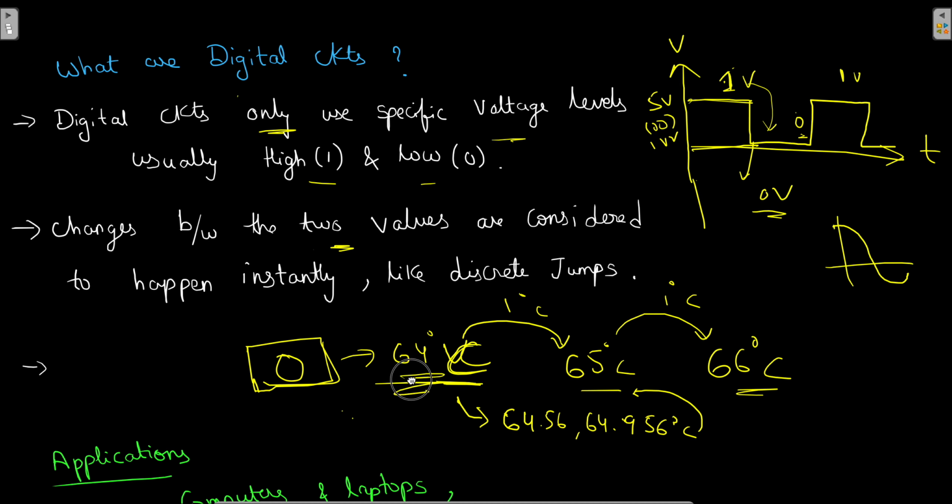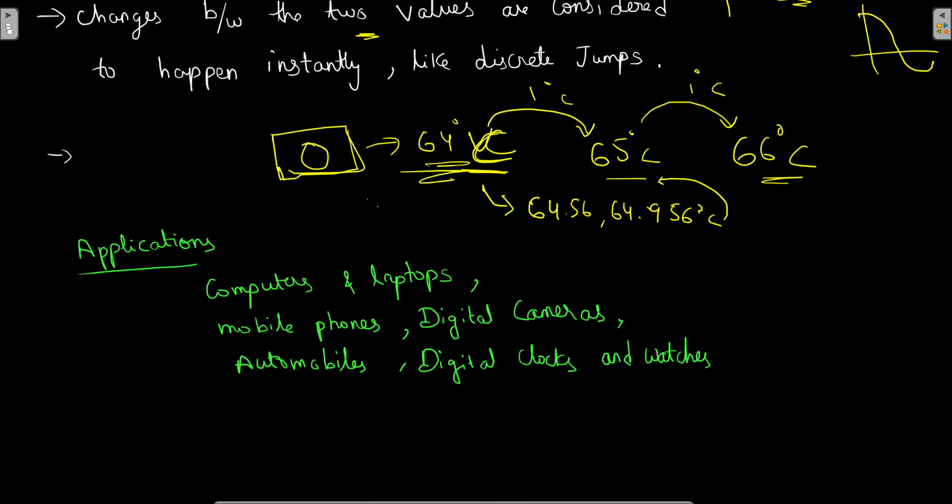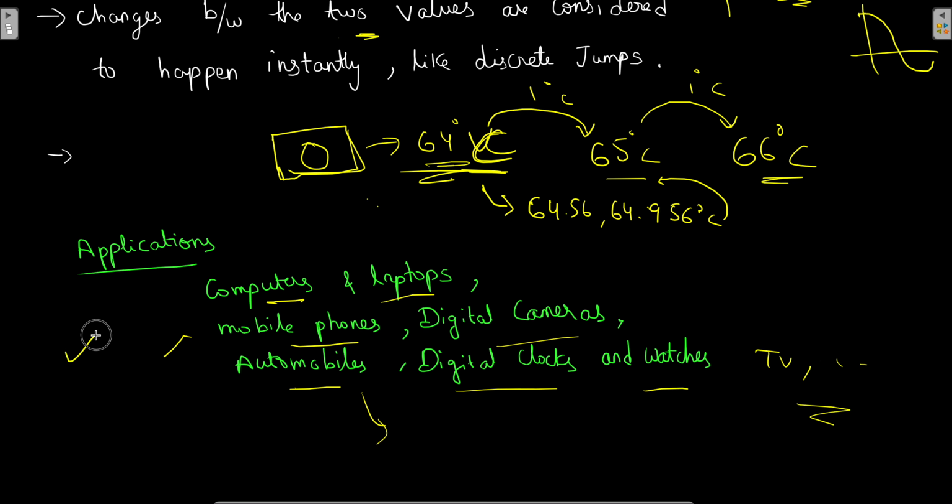Now coming to the applications where we are using these. We are using digital circuits in computers, laptops, mobile phones, digital cameras, automobiles, like in automobiles, the automatic braking system and air braking system. For all these circuits we are using digital circuits. Digital clocks, watches, TVs, military applications, so everything we will prefer digital rather than analog circuits.